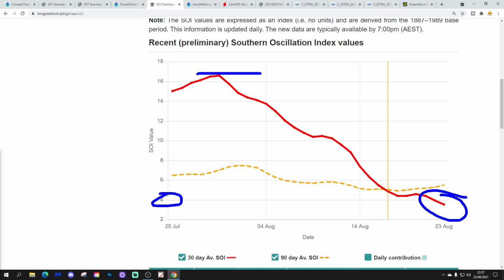You see the 90-day average, which is this yellow dashed line, is moving far less, and that's just solidly weakly positive at around plus 6. So the atmospheric setup isn't as strongly primed for La Nina as it was back in July, but nevertheless it is still within La Nina threshold, and I suspect we're probably going to see the SOI 30-day average beginning to go more positive again as we get into September.